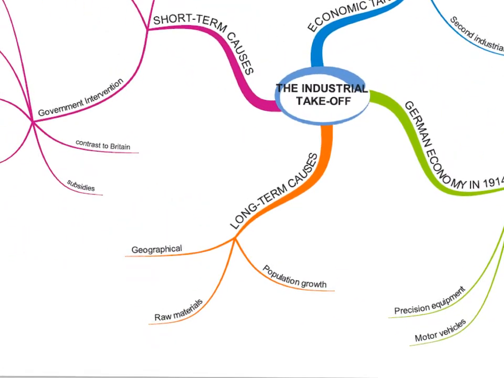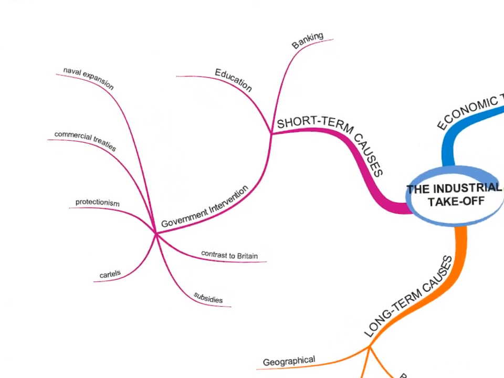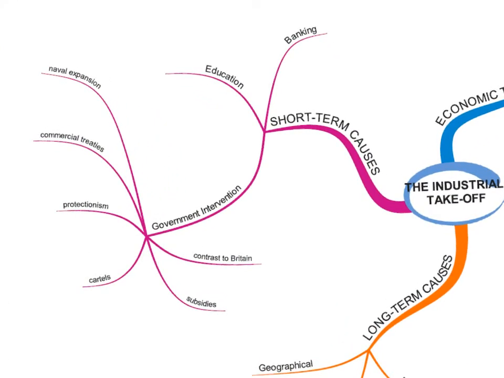And we then looked at the fact there were long-term causes that would explain the first industrial revolution from the 1850s and 1860s, but the short-term causes are what we're really interested in with regards to the industrial takeoff that began in the late 1880s and early 1890s. Okay, so that's the point that we had reached.